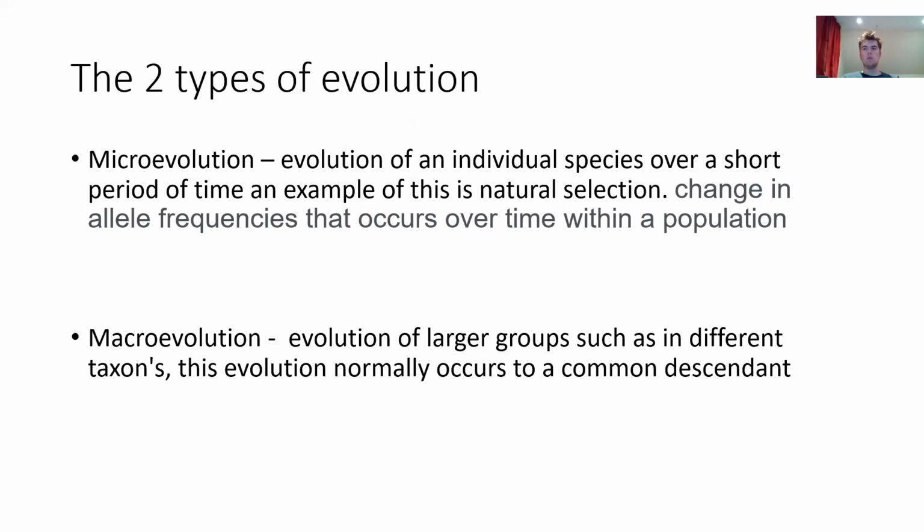Macroevolution would be evolution of larger groups, as in different taxa. This evolution normally occurs when a common ancestor breaks off into two new species.